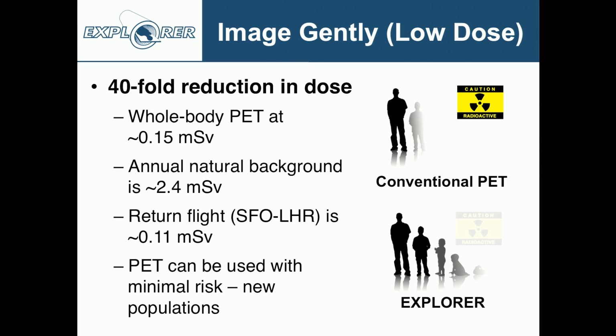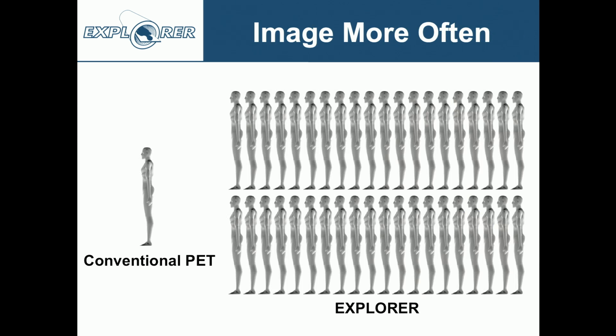And for those of you that flew to the West Coast from Europe or the UK and are returning there later, you're going to get an additional dose just from that flight of about 0.1 millisieverts. So we're getting into the range of doses that are things that we commonly experience just by attending conferences such as this one. And our hope there is that we can start to use PET with minimal risk in new populations, and particularly the adolescent population, where there's a lot of interesting health-related questions that I think PET could contribute greatly to if we can control the radiation dose to a level that's very acceptable.